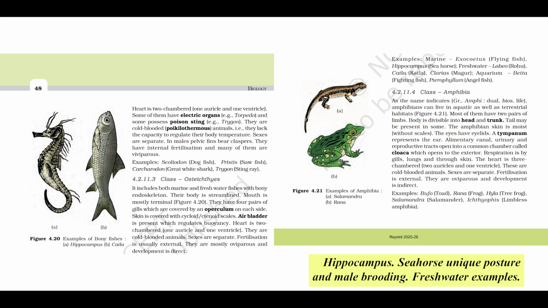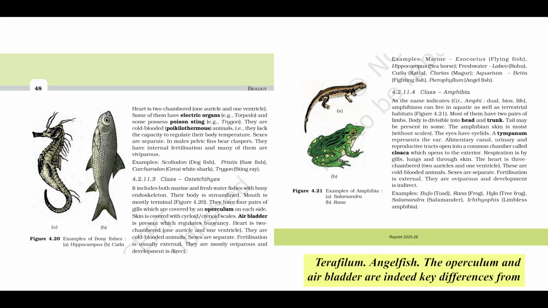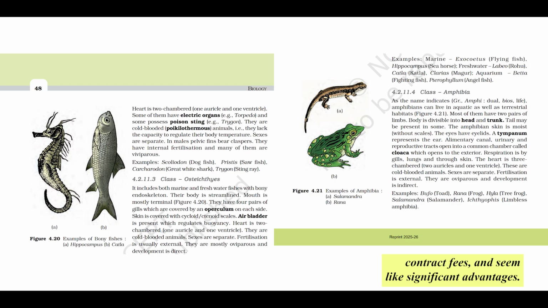Freshwater examples: Labeo, rohu, important food fish in India. Catla, another major carp. Clarias, magur, walking catfish, can breathe air. Aquarium examples: Betta, Siamese fighting fish. Pterophyllum, angelfish. The operculum and air bladder are indeed key differences from chondrichthyes and seem like significant advantages.